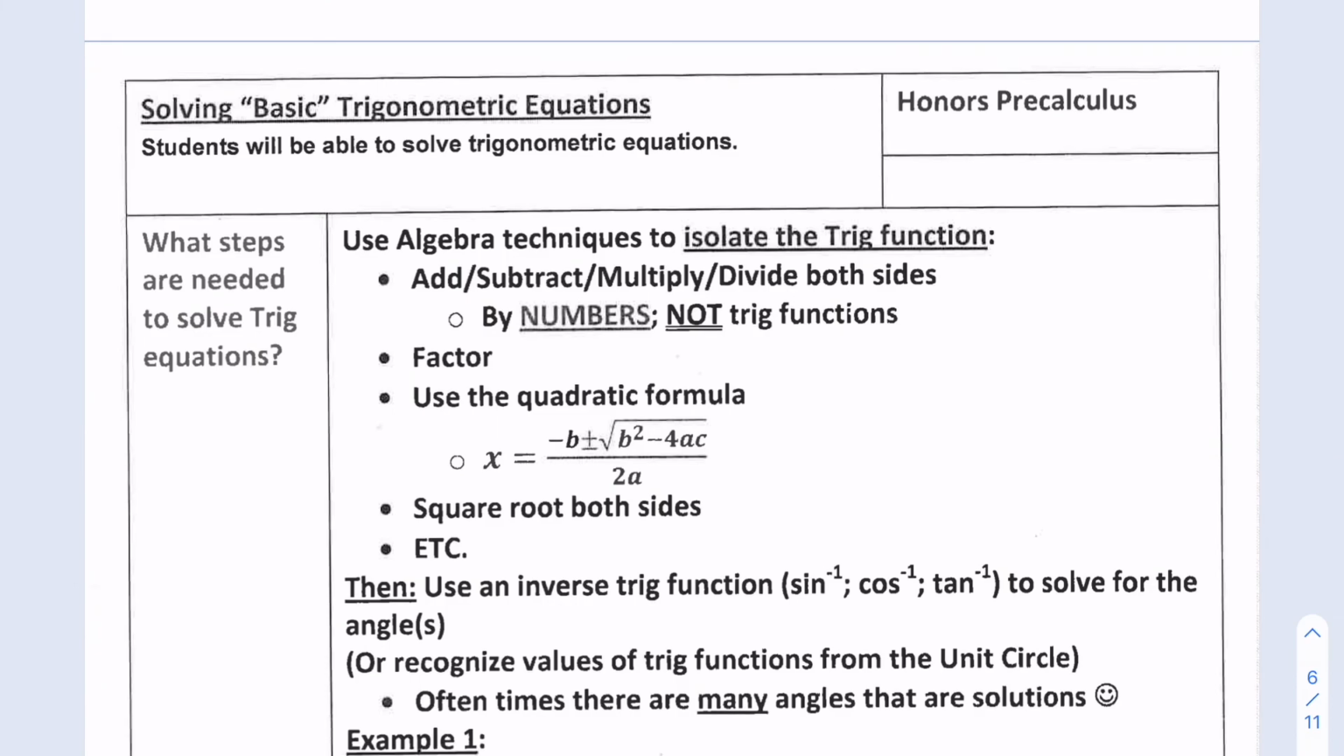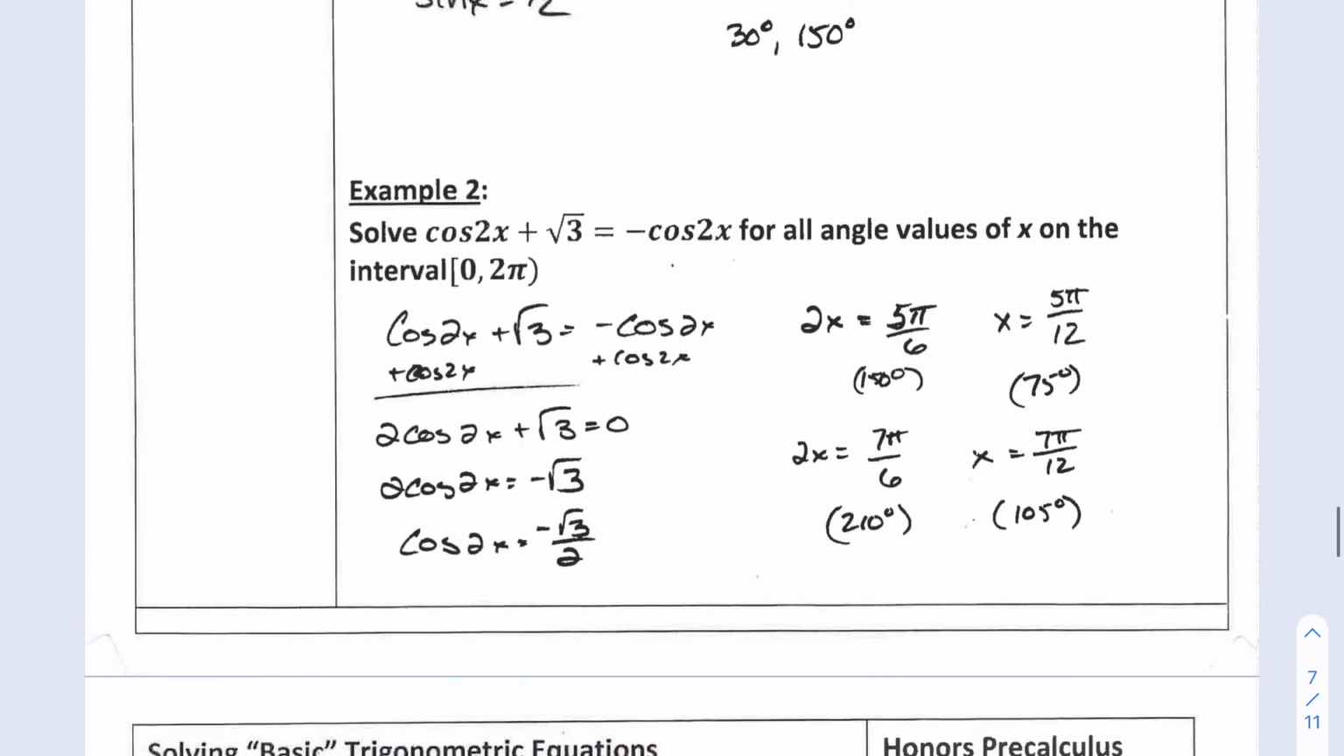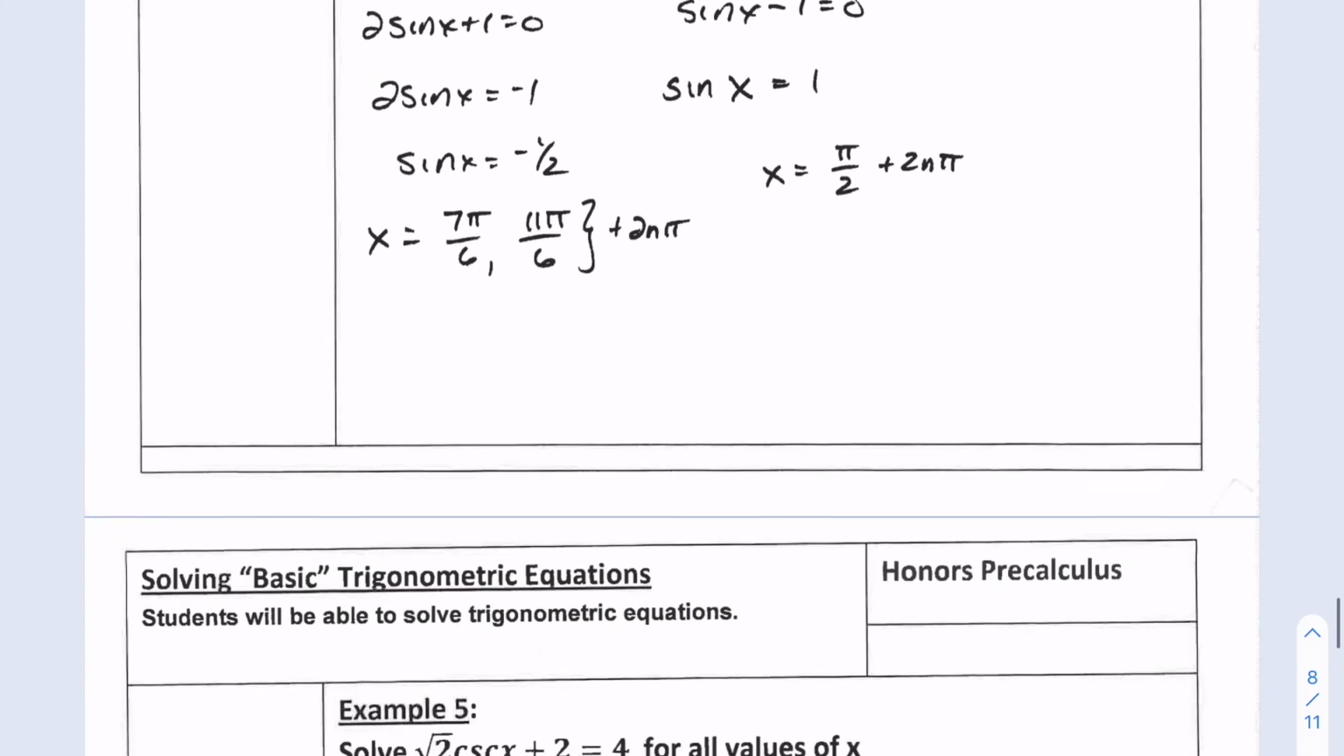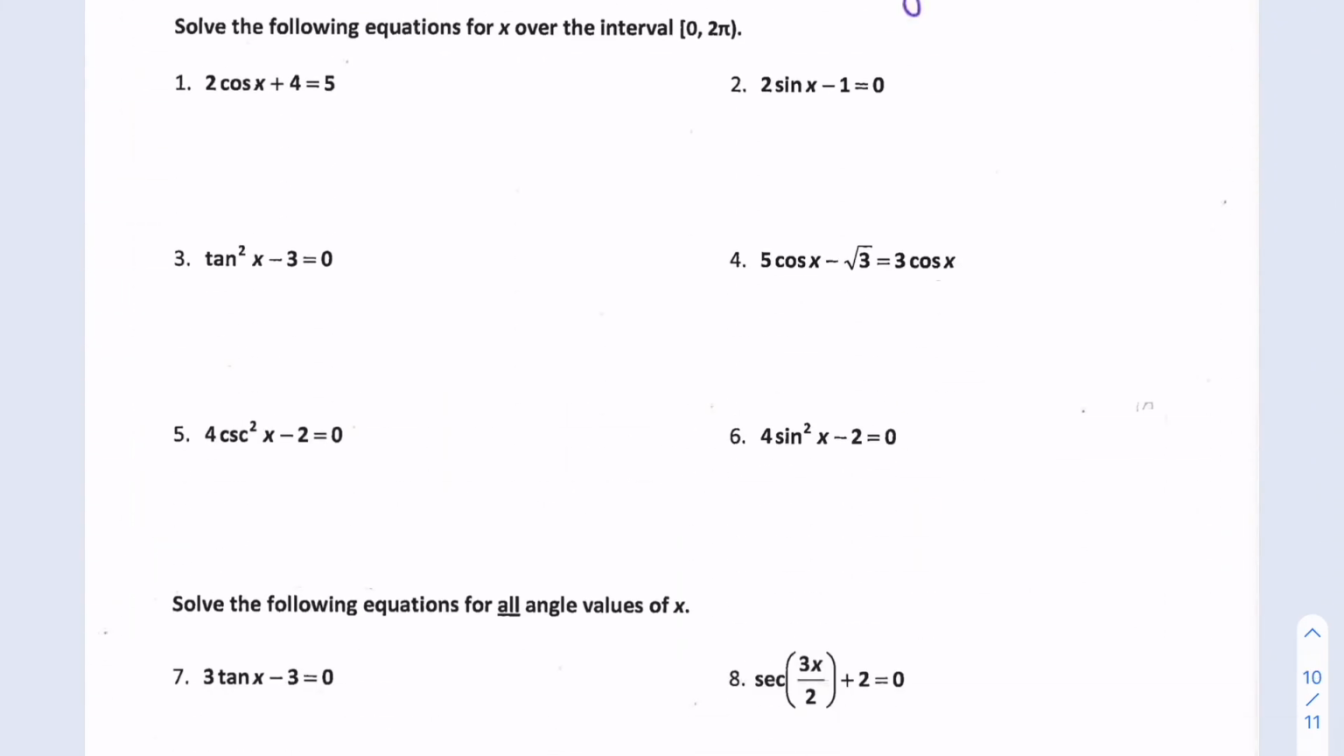Okay, so in the next lesson you can go over these examples and you can solve the problems yourself. Let me go over some of the problems.